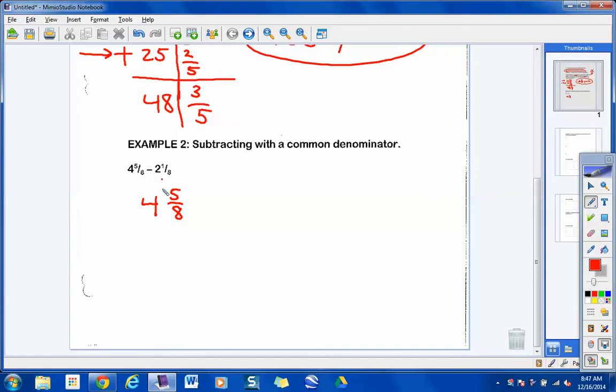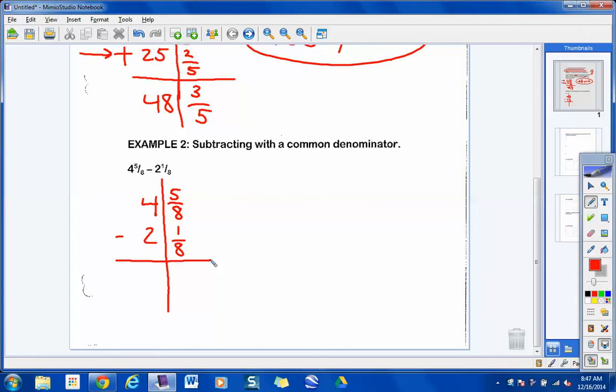And I draw my line between them like so. And then we're going to subtract 2 1/8. Okay, first things first. This whole idea in this section is going to be talking about adding and subtracting mixed numbers or fractions with a common denominator. Yes. So, let's do the math here.